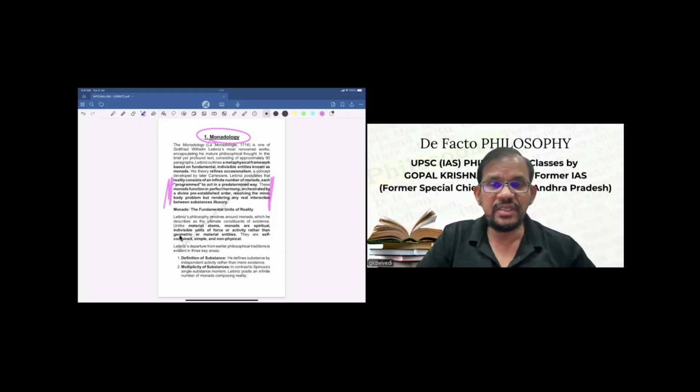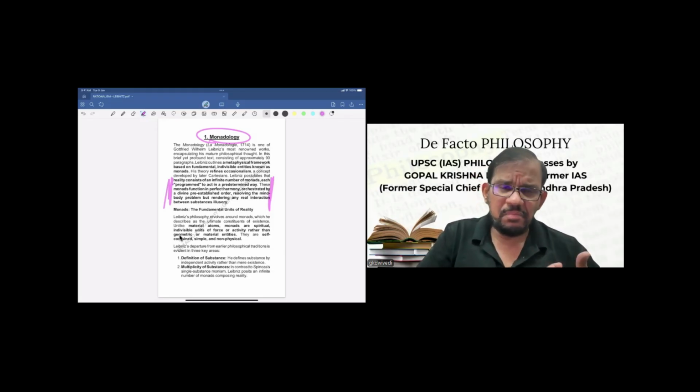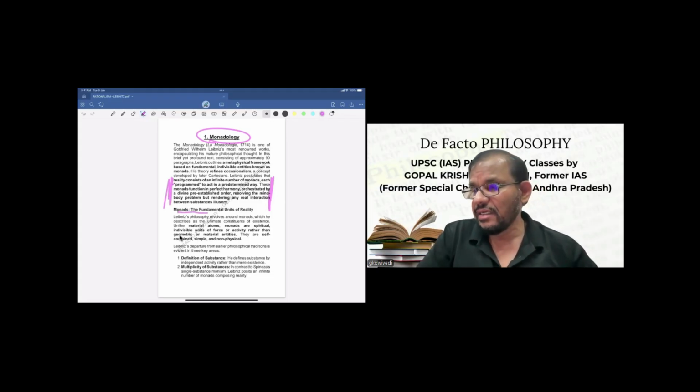So in the introduction itself, it has been explained. Now, monads are the fundamental units of reality in Leibniz's philosophy. But unlike material atoms, monads are spiritual, indivisible units of force. They are self-contained, simple, and non-physical. So these are the qualities of the monads.